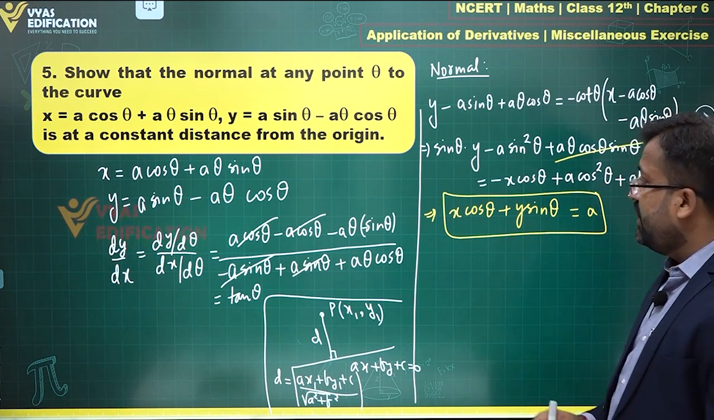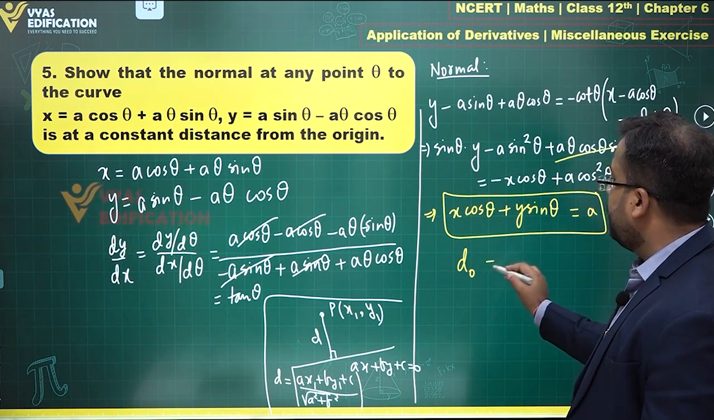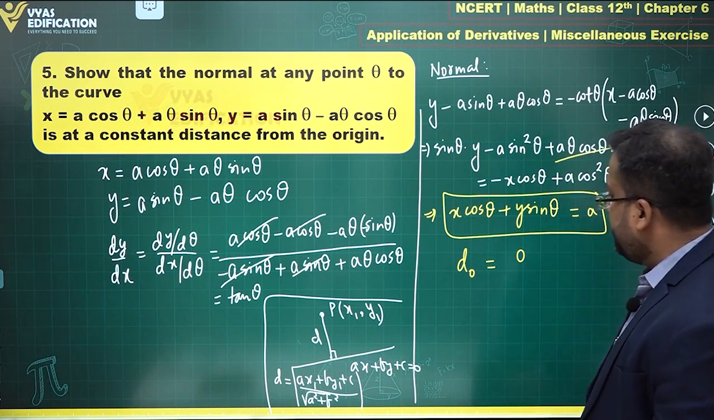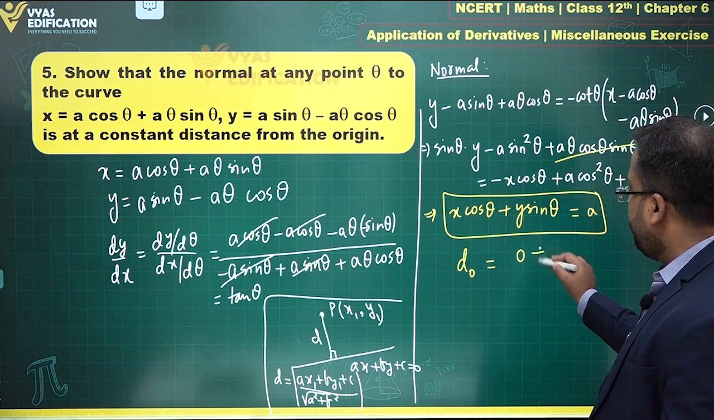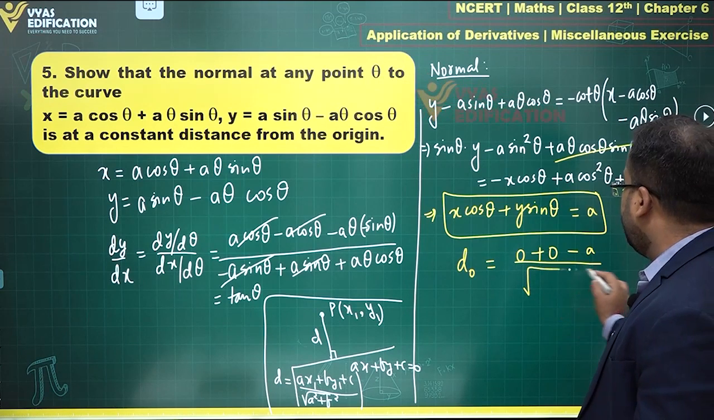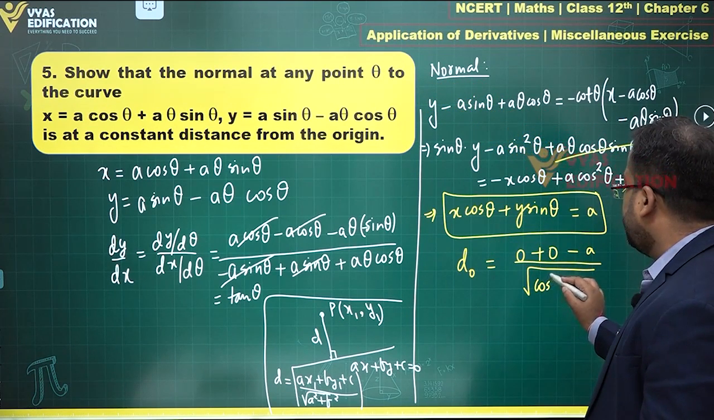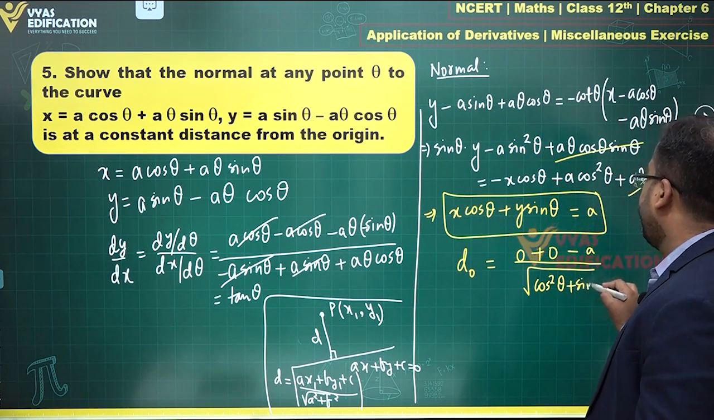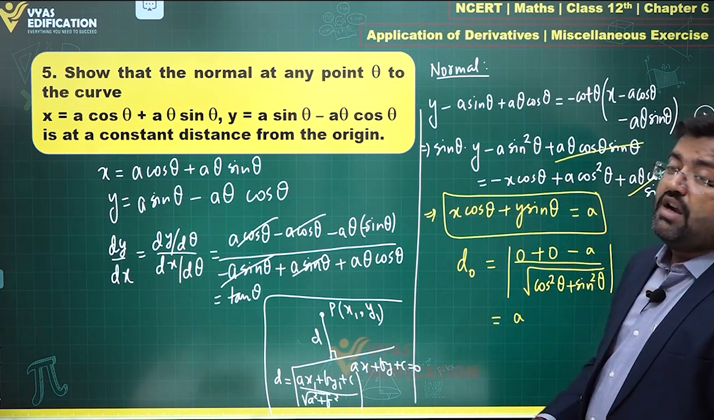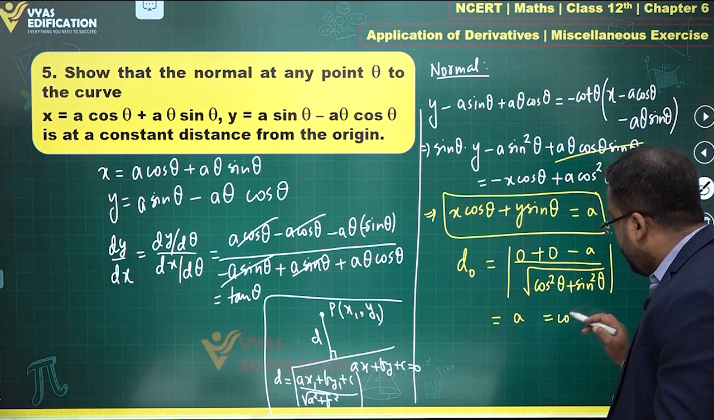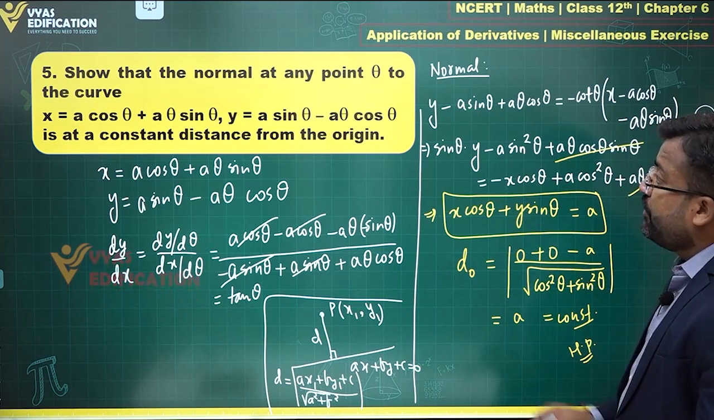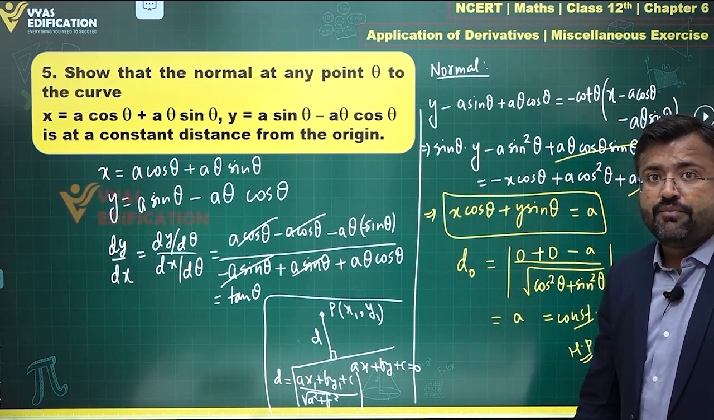This is the equation of normal, and distance from origin will be equal to modulus of 0 minus (a x1 plus b y1 plus c). This is what you get. 0 plus 0, 0 cos theta, 0 sin theta, minus this, upon under root of the coefficients cos square theta plus sin square theta. Modulus, this will be equal to a. Nothing but a. And yes, this is a constant. This is constant, hence proved. That's the complete proof of this question over here.